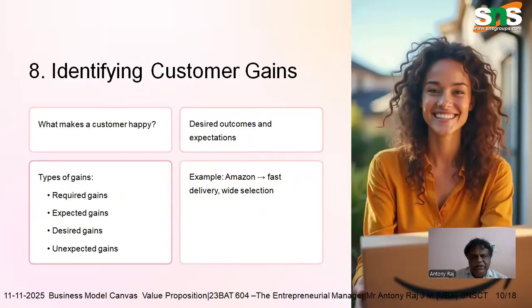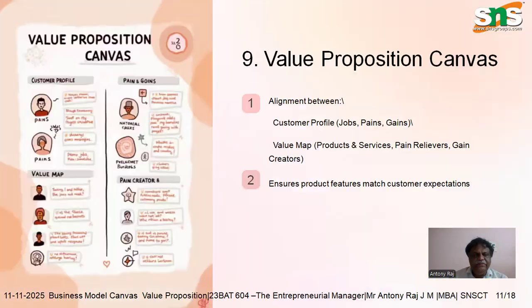Next is identifying the customer gains. What makes a customer very happy? Desired outcomes and expectations. There are the following types of gains. What are the required gains? What are the expected gains? What are the desired gains? What are the unexpected gains? Unexpected gains are something which moves you to a higher level. Example, Amazon: fast delivery and wide selection.